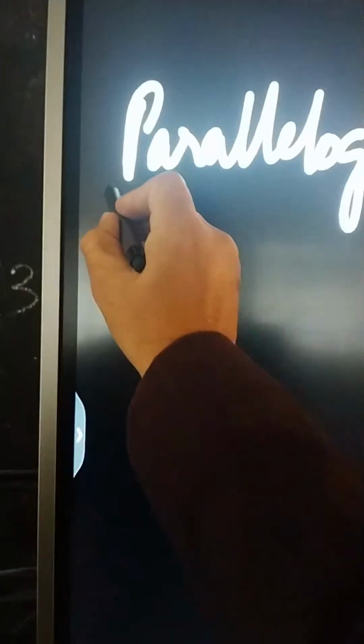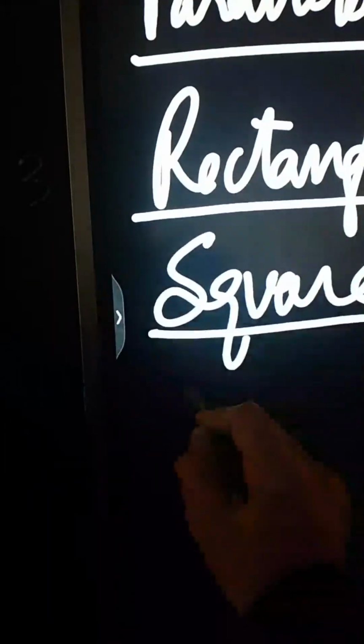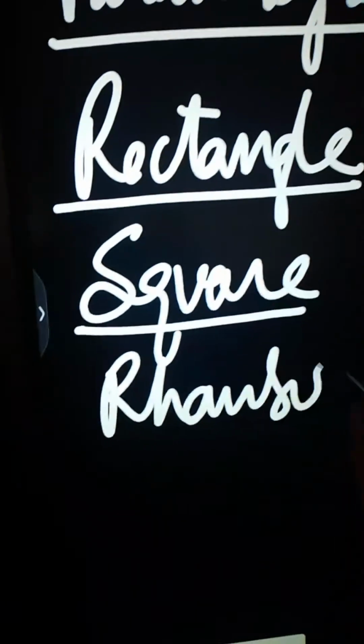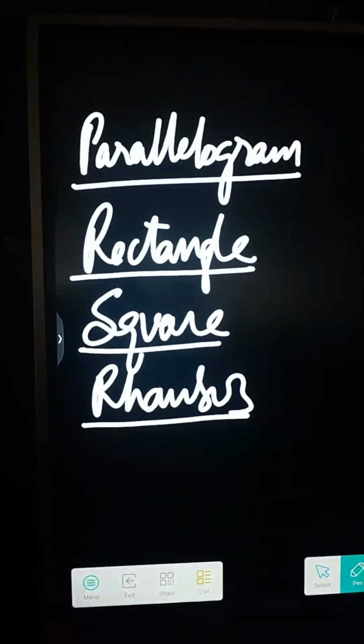Quadrilateral. There are some special quadrilaterals, and the first quadrilateral we did was the parallelogram. Then after the parallelogram comes the first special parallelogram, which is the rectangle. Then after the rectangle, the next parallelogram is a square. So all these are special quadrilaterals whose properties I will explain now.